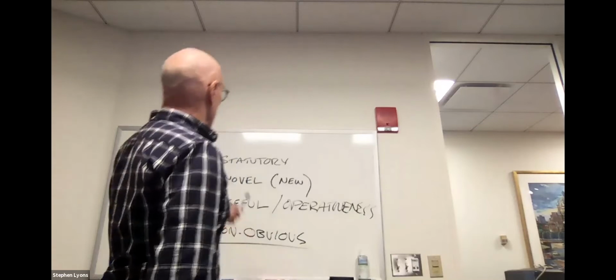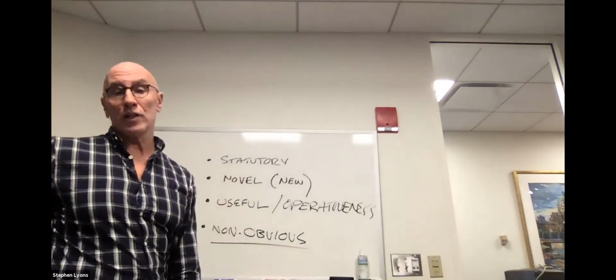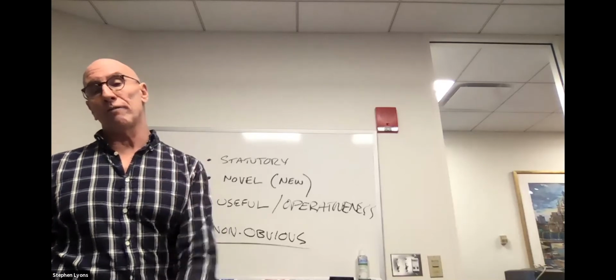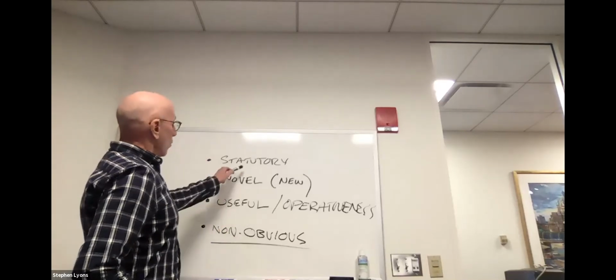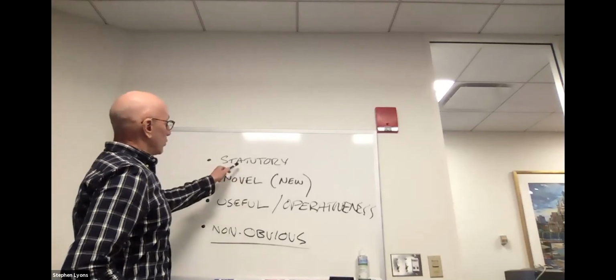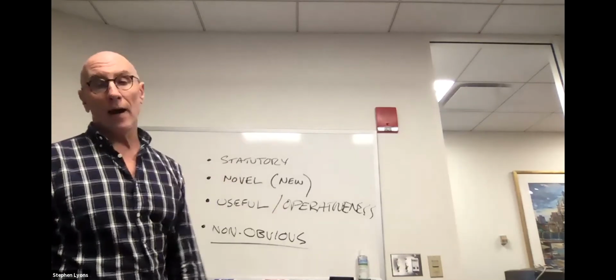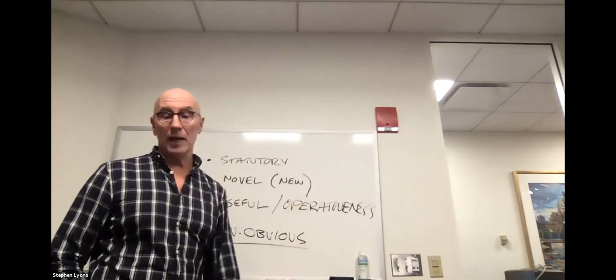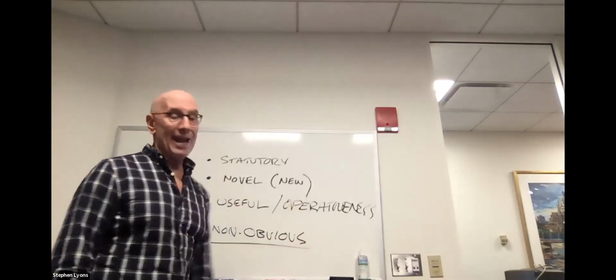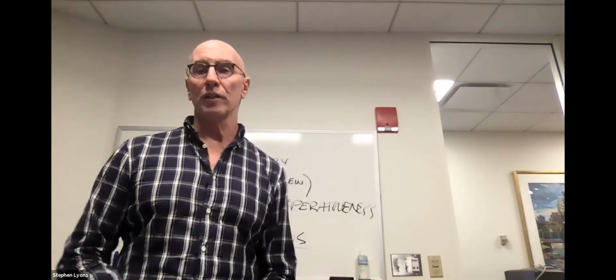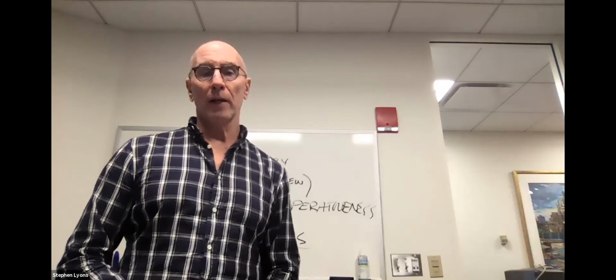So those are the elements you have to have in your application. In the application we go over next week that we're going to file with the USPTO, we're going to have to include information to demonstrate that it's statutory, that it's novel, that it's useful, and that we can demonstrate its efficacy, and that it's non-obvious. And we'll get to that next week. Any questions? Everybody cool with that?